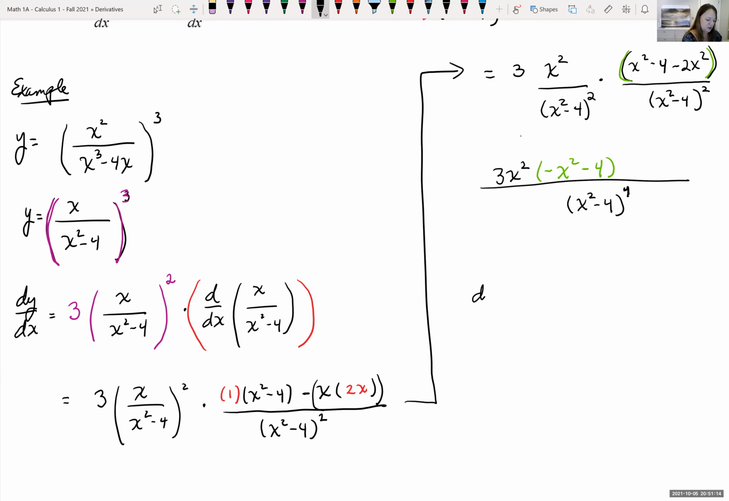So we just found that the derivative of y with respect to x is 3x squared all times negative x squared minus 4, all over x squared minus 4 raised to the 4th.